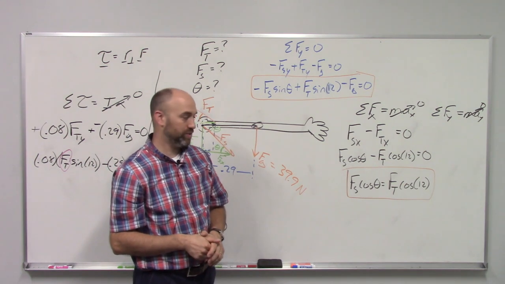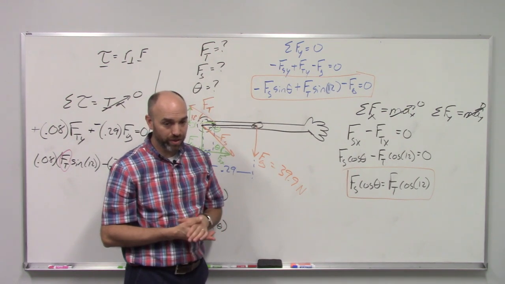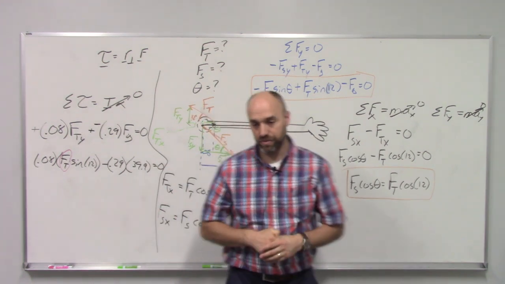Okay, so at this point the physics is done. We found the three equations to solve for our three unknowns. We still have the algebra to do, but tell me how y'all are doing. What questions do you have?